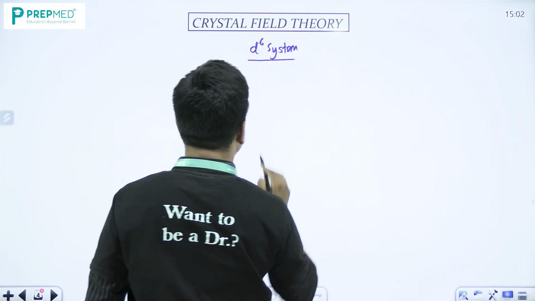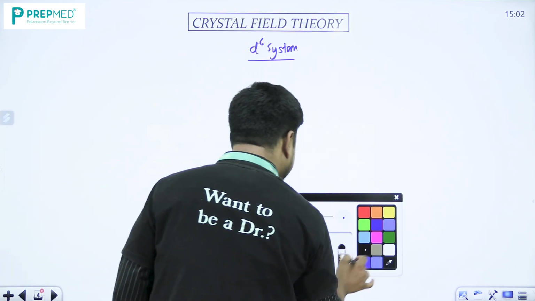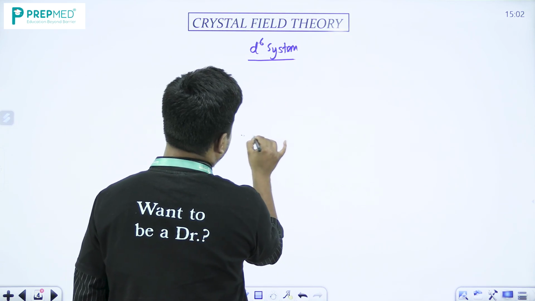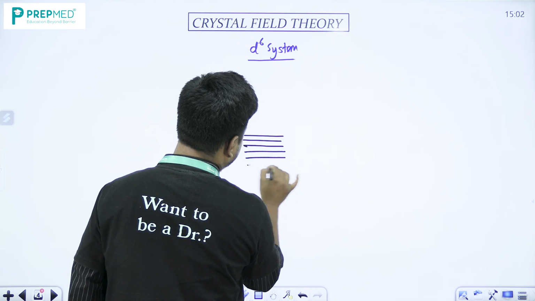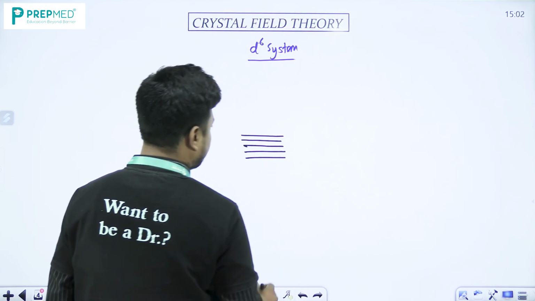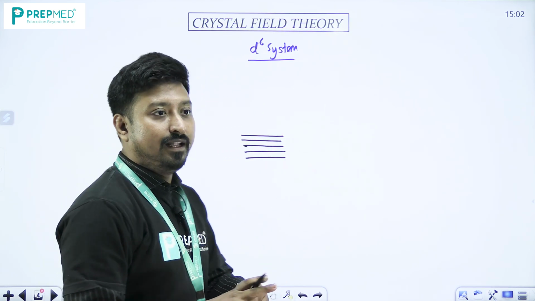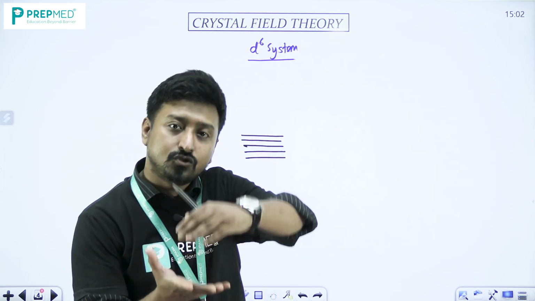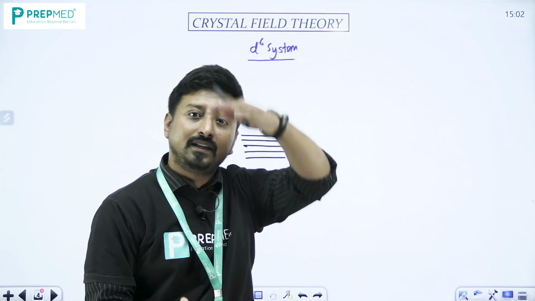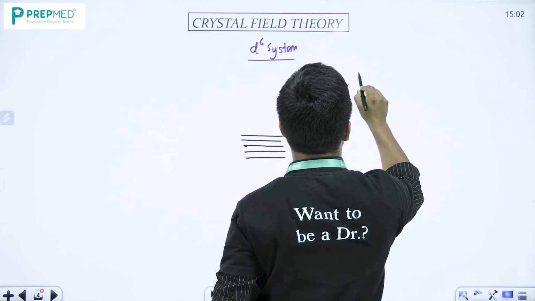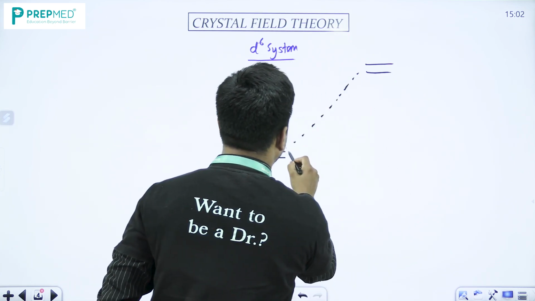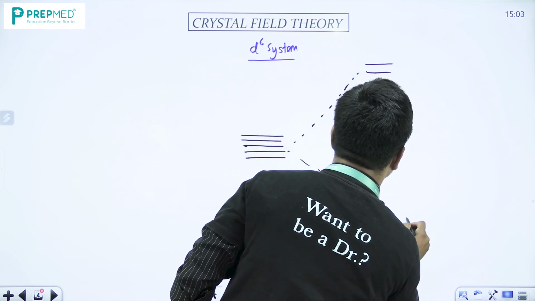D6 system. Now beta, in this D6 system, let's first draw the D6 system. 3, 4, 5, 6. Sorry, D6, right? Now what will happen? Let's say there is a ligand that will strongly dissociate and another one that weakly dissociates. If it strongly dissociates, it will create a huge gap between this T2G and EG.